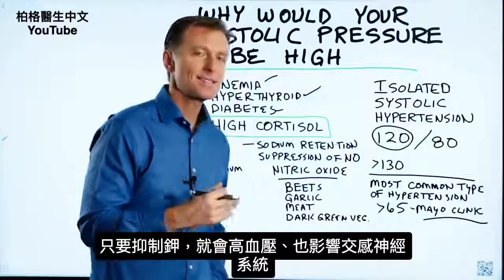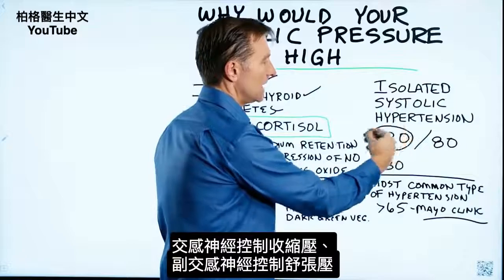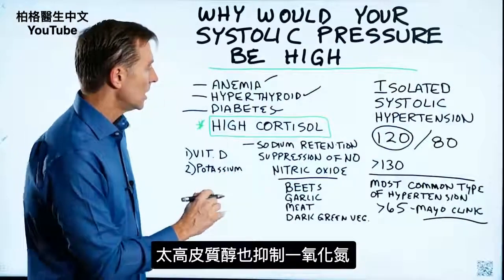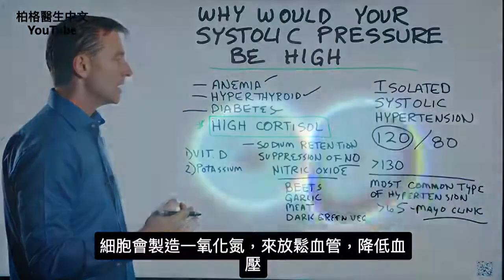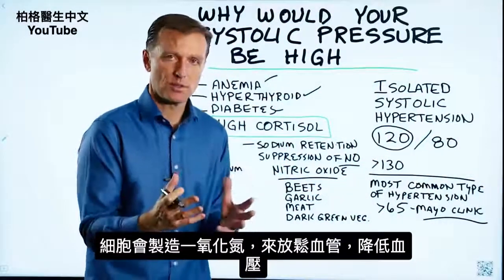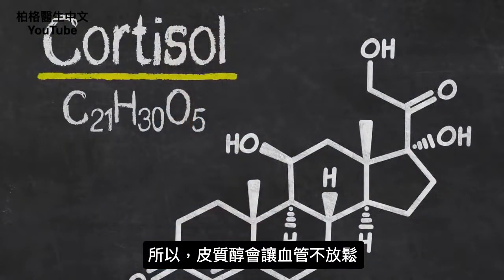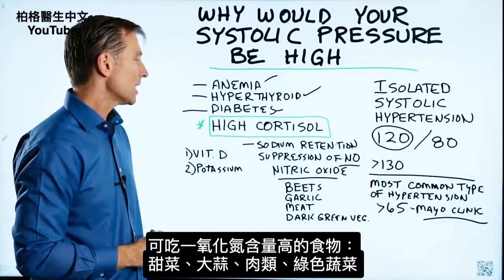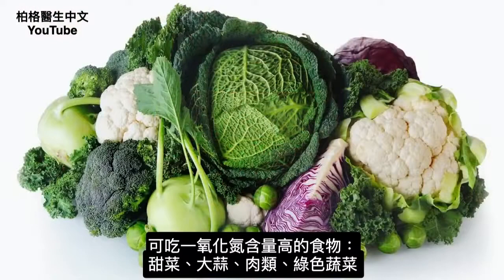And it can also affect the sympathetic nervous system, which is part of the nervous system that controls this. This is sympathetic, this is parasympathetic. That's another potential relationship there. But also high cortisol will cause suppression of nitric oxide. Nitric oxide is a natural thing that our cells produce as a vasodilator to relax the blood vessels, to reduce blood pressure. Yeah, so cortisol suppresses that. Now, in addition to that, you can also consume certain foods that are high in nitric oxide, like beets, garlic, meat, and dark leafy green vegetables.